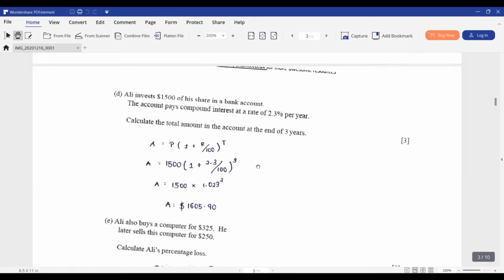Okay, I notice the scan has come out a bit funky on this side. I apologize for that.